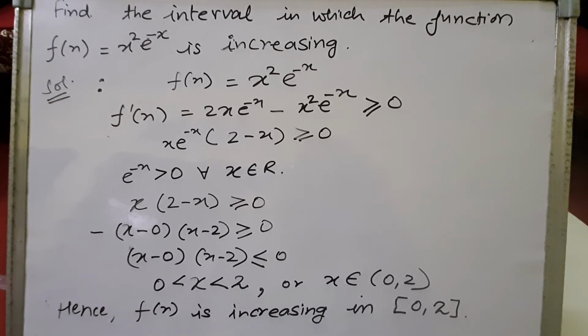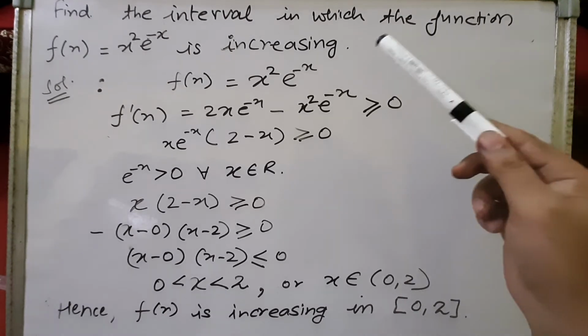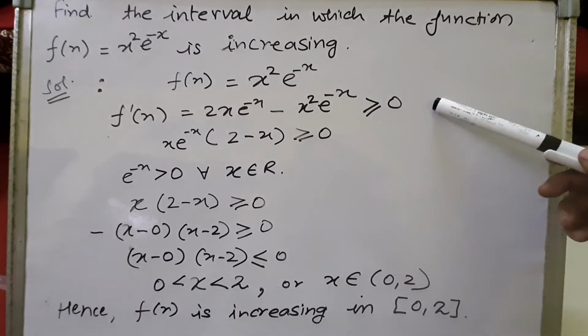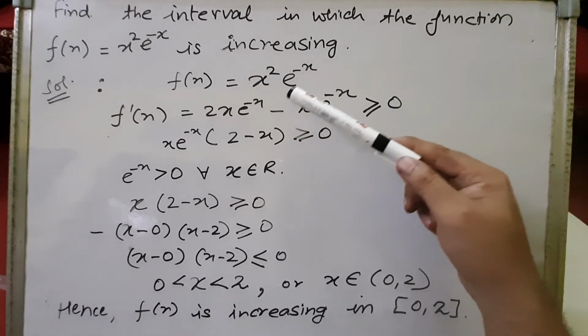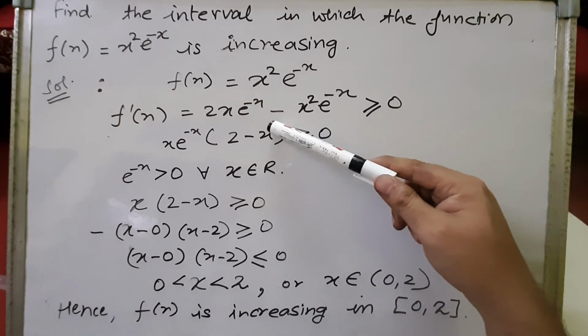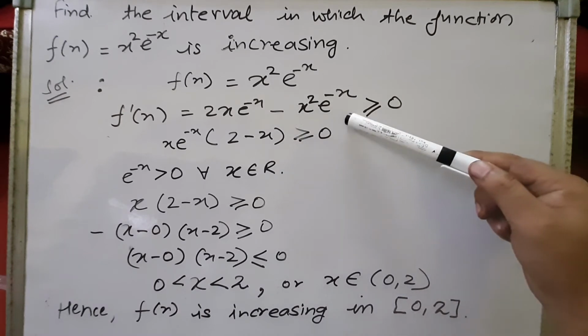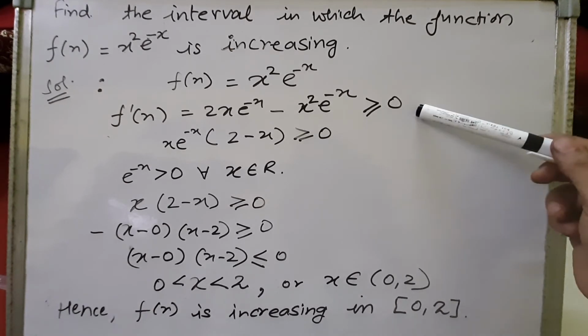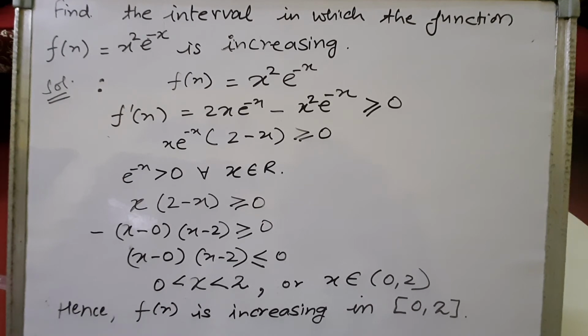Okay. Here we have to find the interval, right children? So f(x) is x square e to the power minus x. If we find the derivative of the function, we apply the product rule. This will become 2x e to the power minus x minus x square e to the power minus x. Now we have to show for what value of x this f dash x will be greater than or equal to 0. We have to find the interval for which the function is increasing. Increasing means the derivative is greater than or equal to 0.